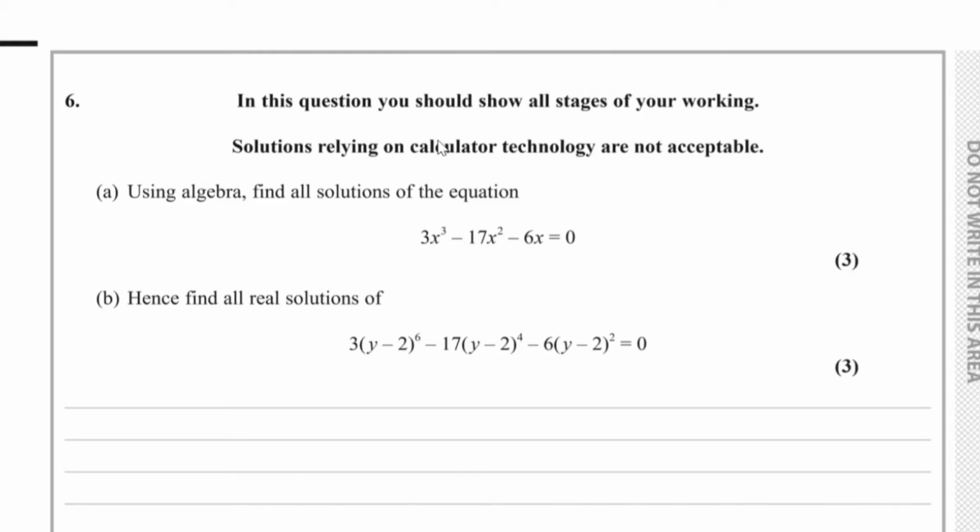Question number 6. In this question, you should show all stages of your working. Solutions relying on calculator technology are not acceptable. For part A, we have to use algebra to find all the solutions to the equation 3x cubed minus 17x squared minus 6x equals 0.